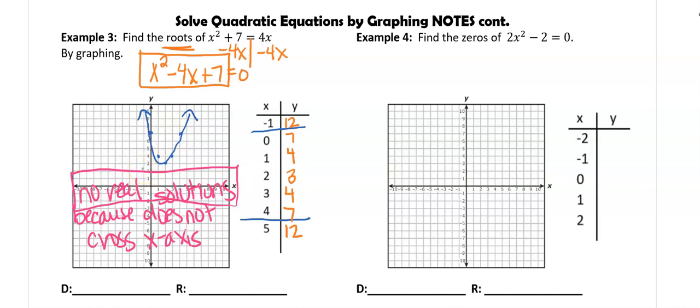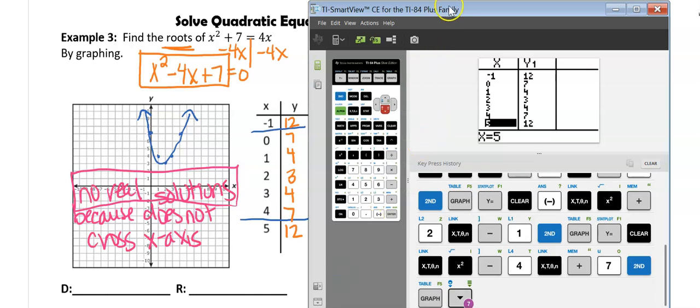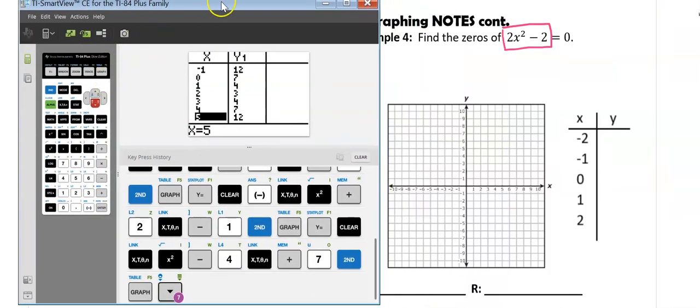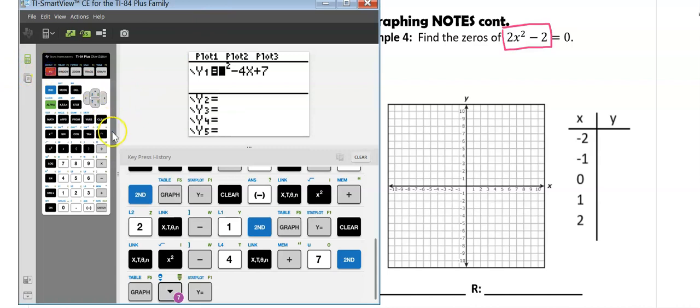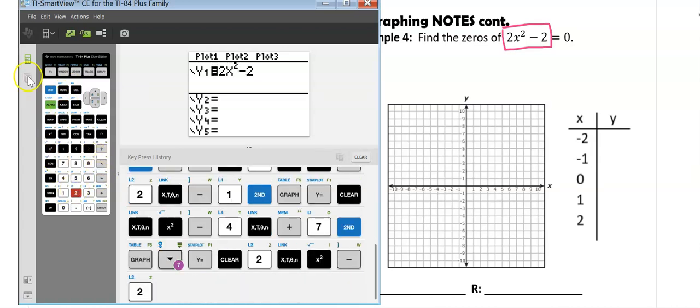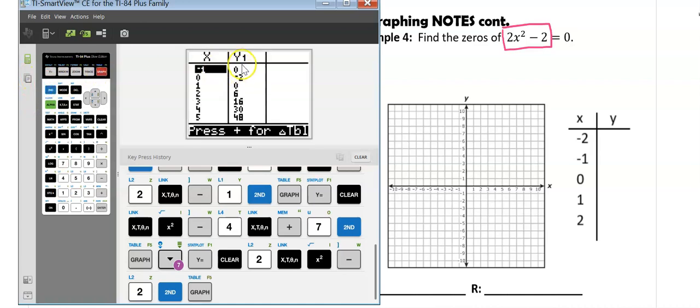Right? Let's go to our example number 4. The first thing we need to do is set it equal to 0, which it is equal to 0. So I'm going to square what needs to go into the calculator. Go down to my calculator, and I'm going to plug it in. So I have y equals, going to clear whatever's in there, 2x squared minus 2. Going to look at the table by doing second graph. And I see 0, -2.